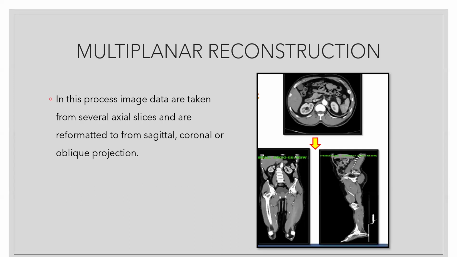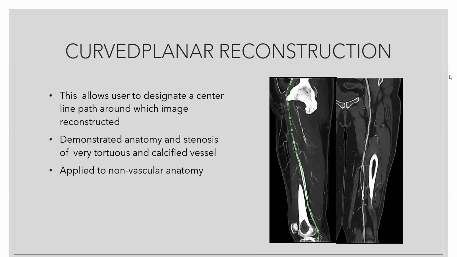Coming to multiplanar reconstruction, in this process, image data are taken from several axial slices and are reformatted into coronal and sagittal or oblique projections. This is very common and it is done for all scans except brain. And if needed, we will do it in brain also. For that, the scan should be done in helical mode.